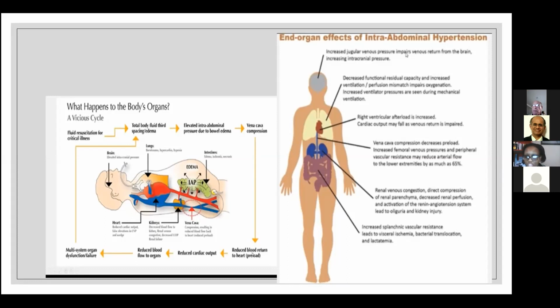As I mentioned, with the heart, you get a decreased cardiac output, and also what is important with the kidneys, because of the decreased renal perfusion, since the blood is being shunted, there's a direct activation of the renin, angiotensin, aldosterone system, and that will lead to oliguria and also acute kidney injury.